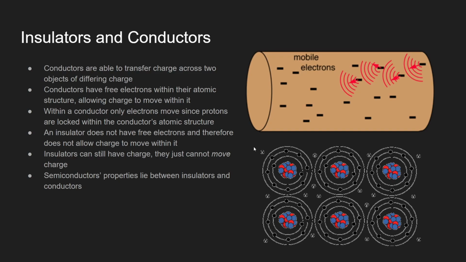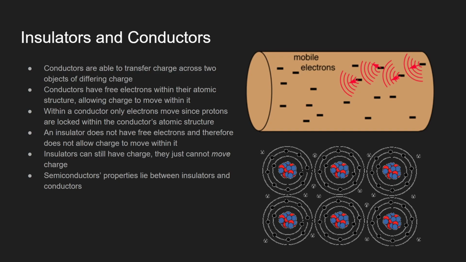If I were to add a positive charge right here, these valence electrons would move to the left because the negative is attracted by the positive. However, these protons will not move. Protons in atomic structure can never move, which means you will never say that a positive charge was transferred.